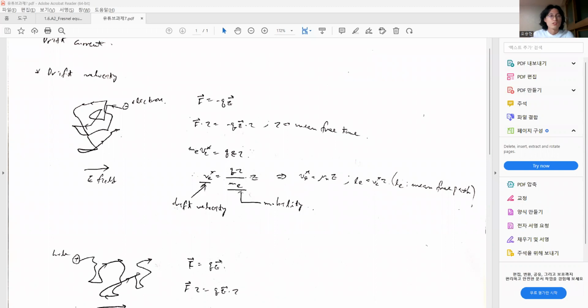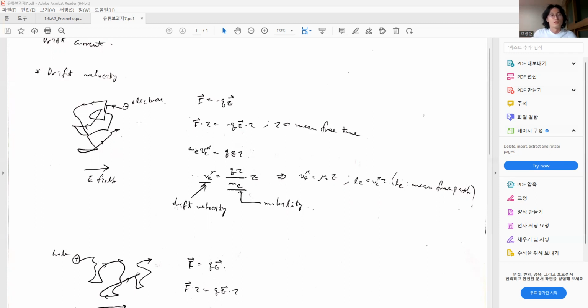In the electric field, the electron gets a force, which is the Coulomb force. When the direction of the electric field is left to right, the electron gets a force in the inverse direction to the electric field. So the electron can be drawn from right to left.